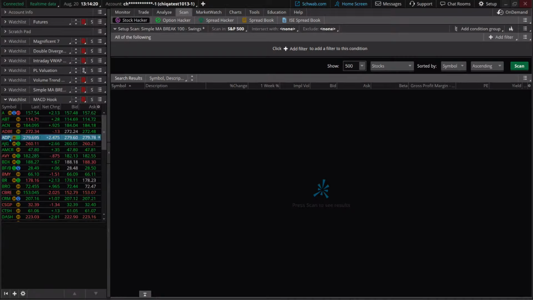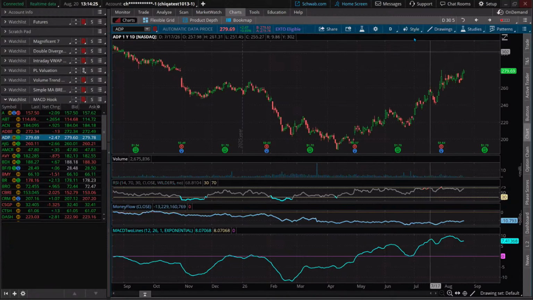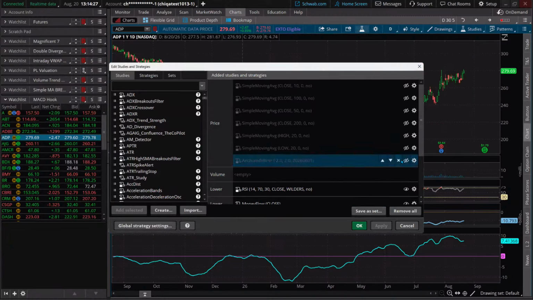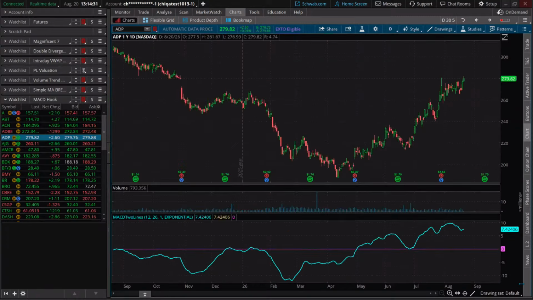You can see them here. Here's ADP. Oh, put it on our chart. There we go. I'm going to take these off for just a sec, and we'll just keep the MACD 2-line on so you can see it. Okay, do you see the hook? Do you see the change in momentum? What do we have? Rule number 1. Well, you've got to be above the zero line.